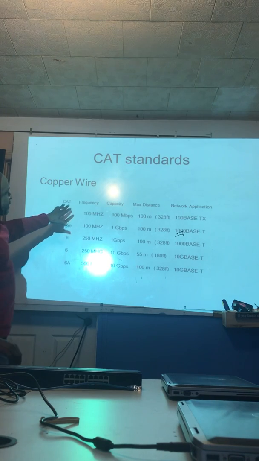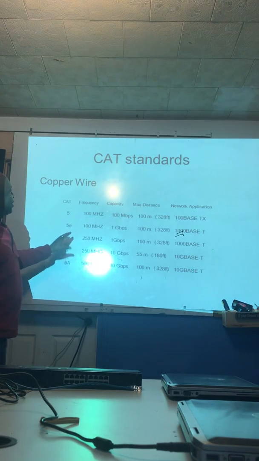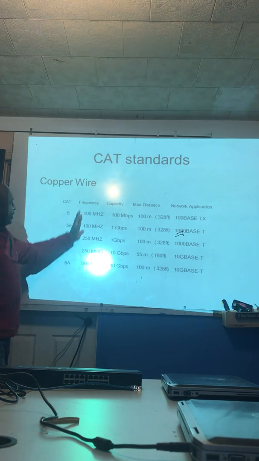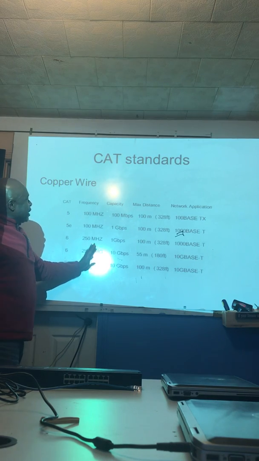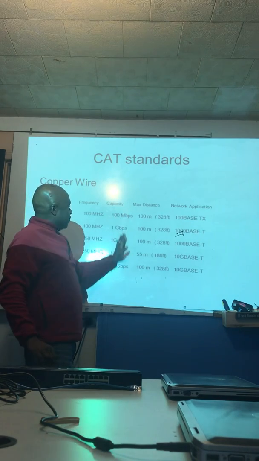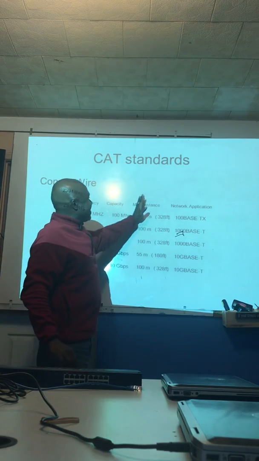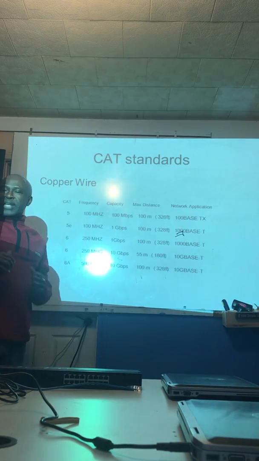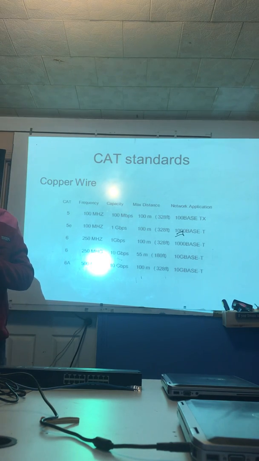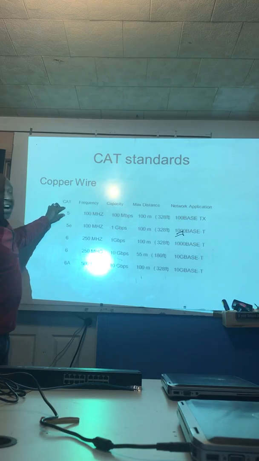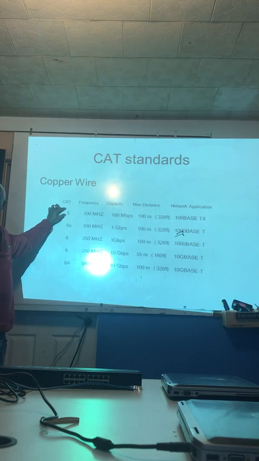Now, this gives you an idea of the type of cable, the category of cable on the market, the frequency that each of those cables supports, the capacity or bandwidth of each cable, and the distance you can run the cable. Most of them can go up to 100 meters. So that means the distance between the switch and the computer cannot be longer than 100 meters or 328 feet.